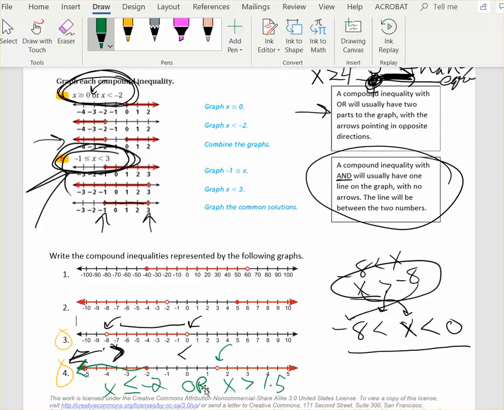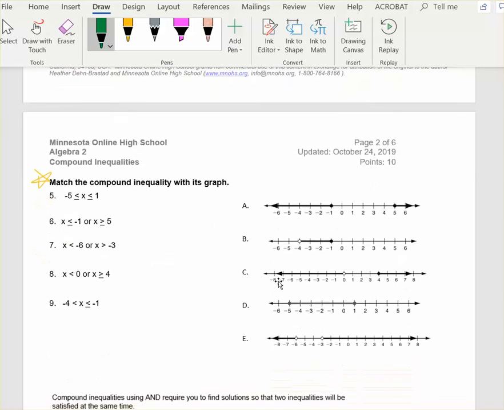So practice that. Watch the other video if you want help with 1 or 2. All right, on 5 through 9, you're going to match the written inequality solutions, which are on the right side, with the graphs on the left side. So let's just look at 1 or 2 of these, and we're going to match the endpoints and the direction of the arrows.